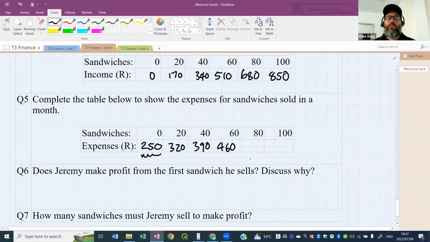For 80, it's 530. Yes, sir, 530. Good. And 100? For 100 it's 600.